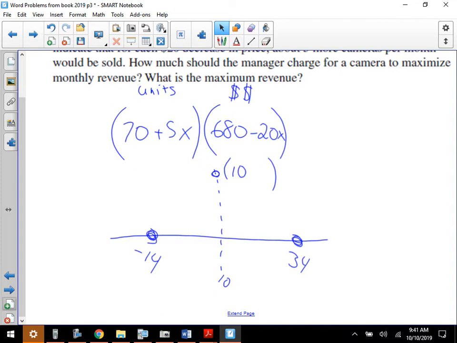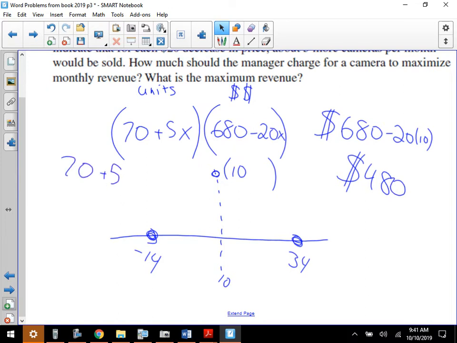How many times do you have to decrease it by 20 bucks? 10 times. So my sales price that I'm selling them at would be 680, subtract 20 times 10. So that means I have to sell them for $480. At a sales price of $480, I will sell all 70, plus 5 times the number of times I've decreased, times 10. I will sell a total of 120 cameras.